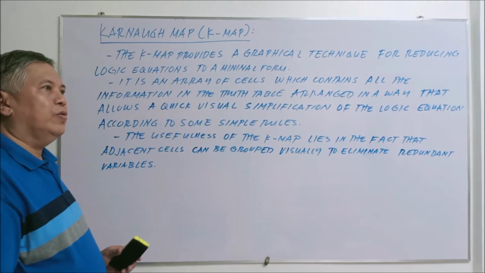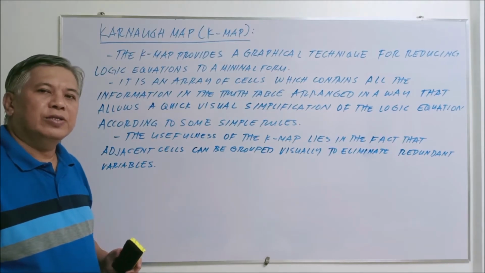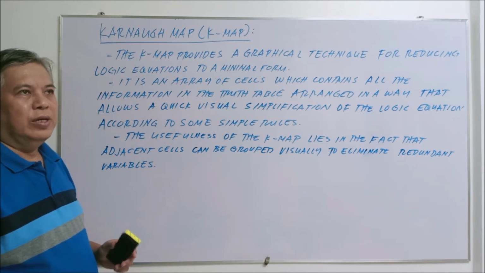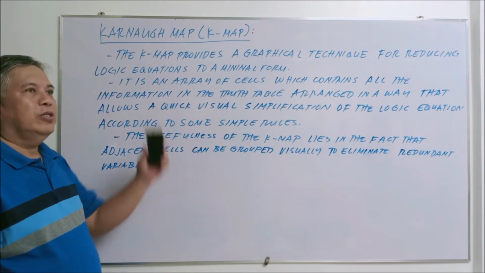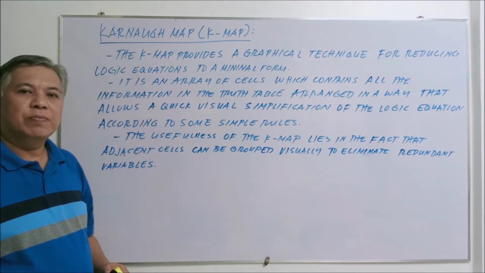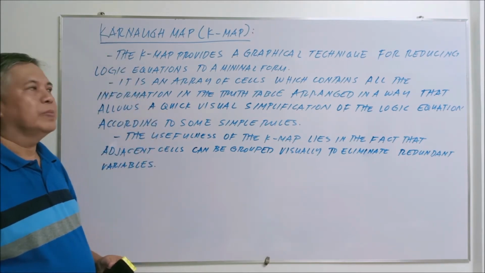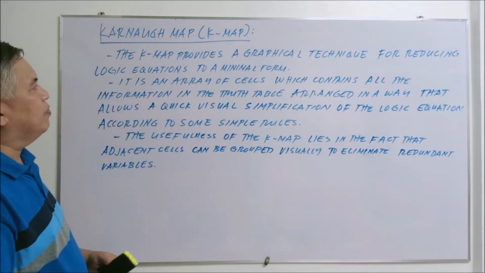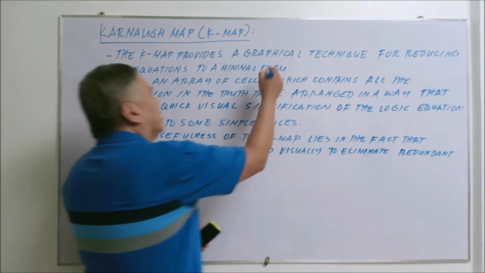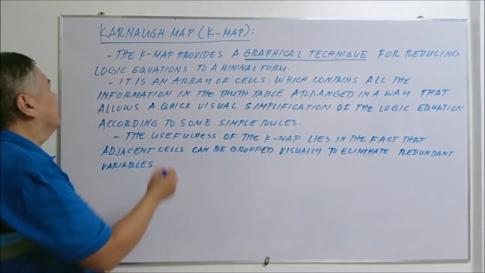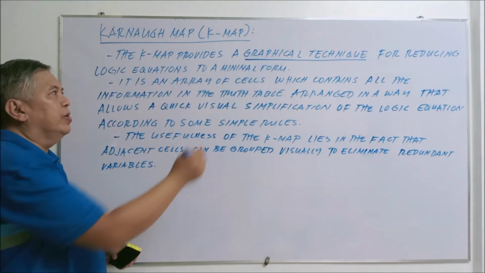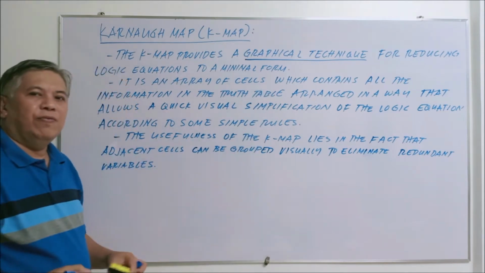So we go now to simplifying logical equations. One way of simplifying a logical equation is by using the Karnaugh map, or we call it the K map. The K map provides a graphical technique for reducing a logic equation to a minimal form.